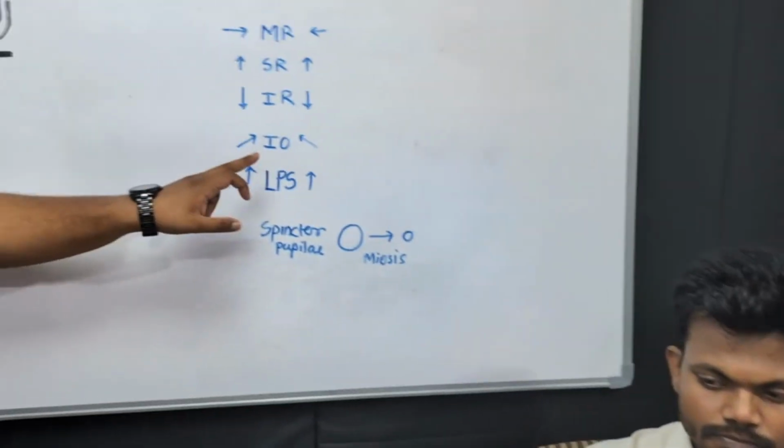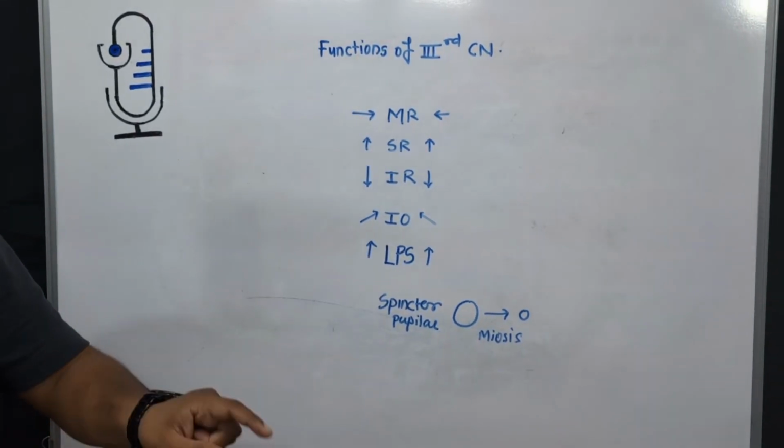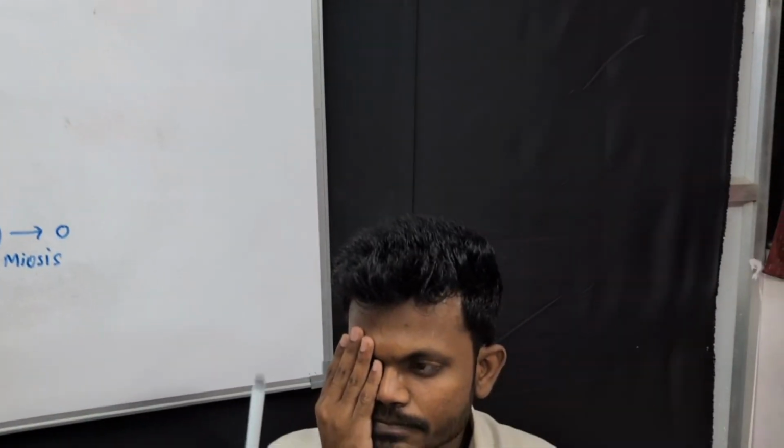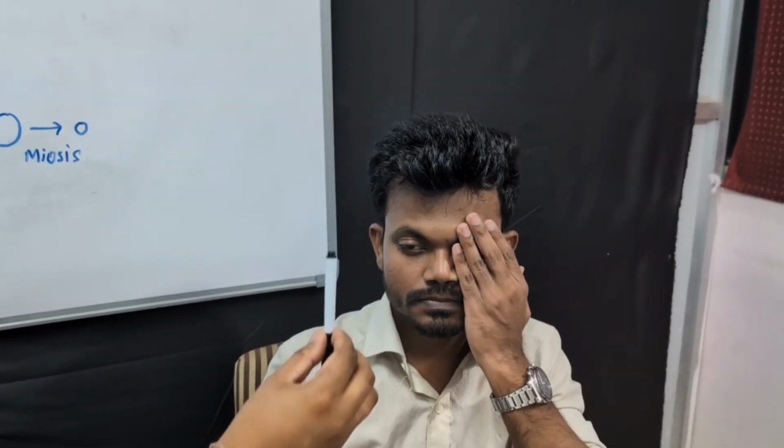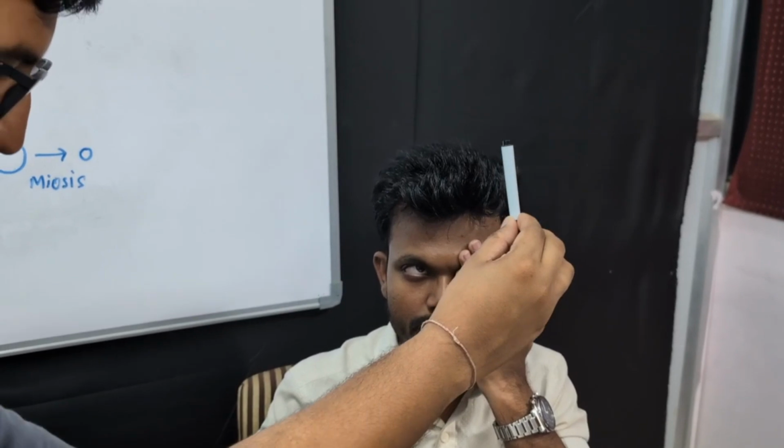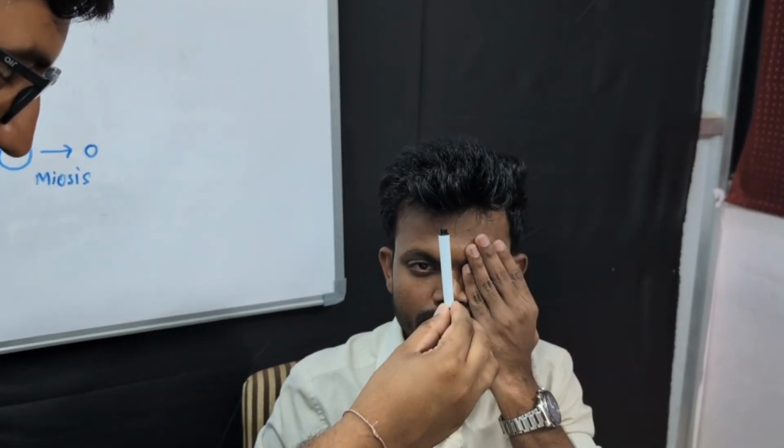For the function of inferior oblique, ask the patient to close one eye and focus on the pen. This movement in the left eye is caused by the inferior oblique. Ask the patient to close the other eye. This movement in the right eye is caused by the inferior oblique.